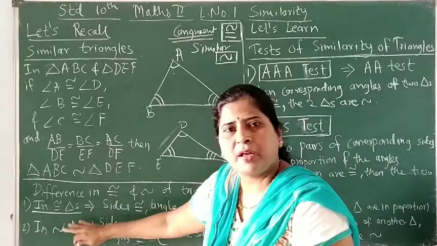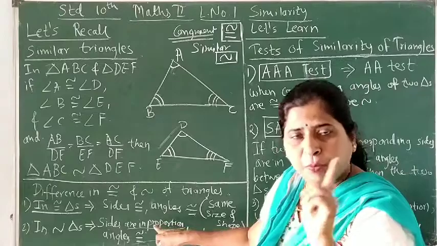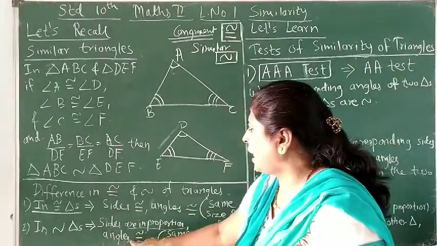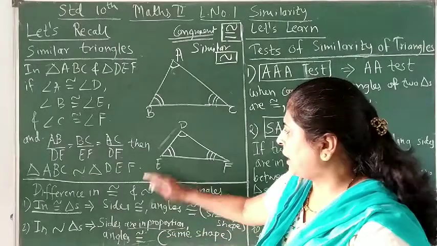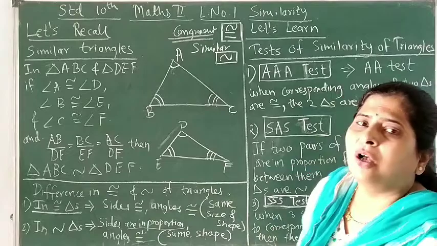And in similar triangles, corresponding sides are in proportion. Okay, proportion, not congruent. And corresponding angles should be congruent. So angles are congruent in both the cases. The only difference is between the sides.